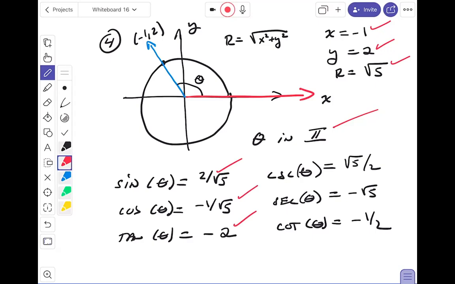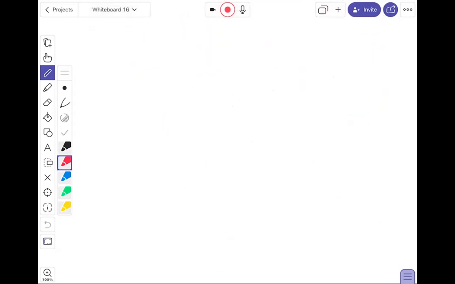It says the cosecant is root 5 over 2. It says the secant is minus root 5. And it says the cotangent is minus 1/2. I feel good about that. I'm going to move on to 5 now. Again, these should be relatively simple questions if you've studied the material, attended lectures, paid attention, and made some effort to understand what's being presented to you.